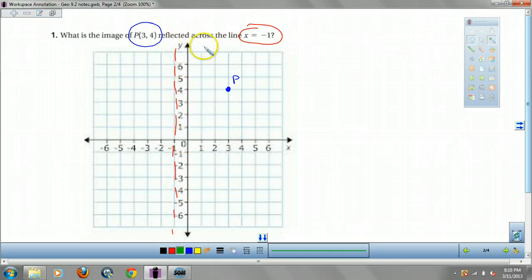So here's what I do. How far away is P from my line of reflection? Well, it's 1, 2, 3, 4 units. So that means I draw 1, 2, 3, 4 away from it. That's my new point, P prime. This has to be perpendicular. And you got it. That's all there was to it. Let's do another one. So this line has to be equal to this line.